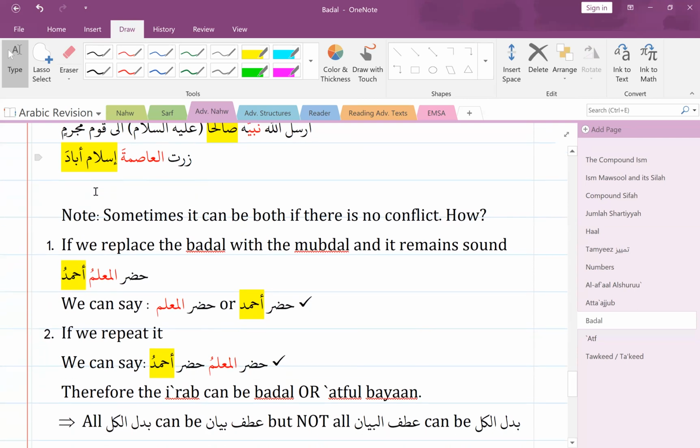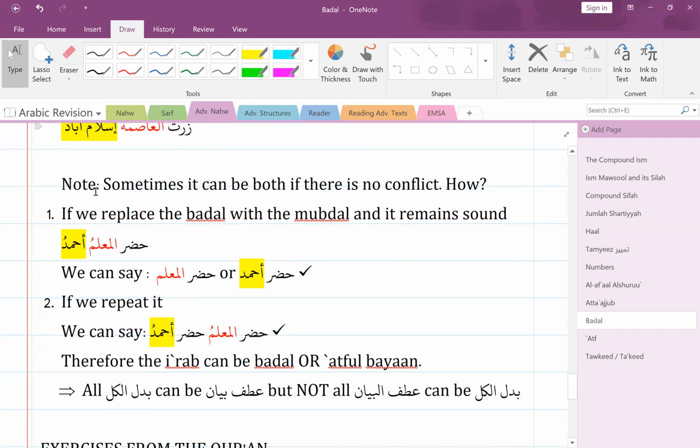Now here's the interesting bit. Sometimes it can actually be both Badal al-Kul and Atful Bayan. Sometimes you would see grammarians are just confused. They're like, is it Atful Bayan? Is it Badal? Sometimes it can be both. If there's no conflict, if they both agree to be both, then it can be both. So how? There's two ways in which you check this. The first way is the badal way. So you do the replacement, like we've been doing the replacement, because badal is all about replacement. So if I replace the first thing with the second thing, is the sentence correct? If it is correct, then fine, khalas.